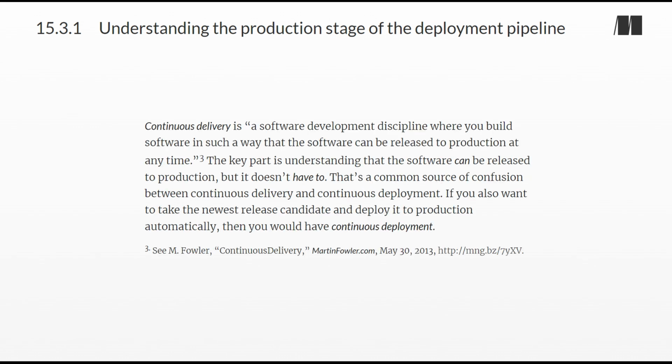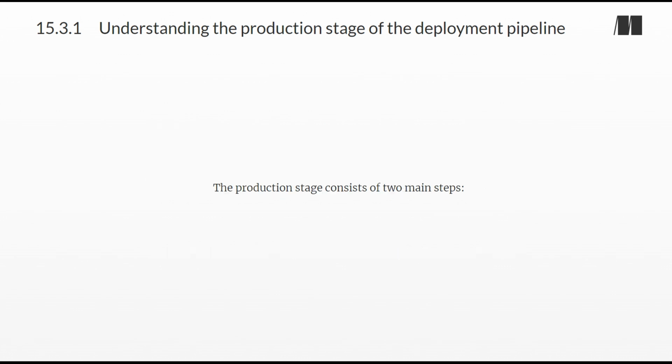Continuous delivery is a software development discipline where you build software in such a way that the software can be released to production at any time. The key part is understanding that the software can be released to production, but it doesn't have to. That's a common source of confusion between continuous delivery and continuous deployment. If you also want to take the newest release candidate and deploy it to production automatically, then you would have continuous deployment. The production stage consists of two main steps.